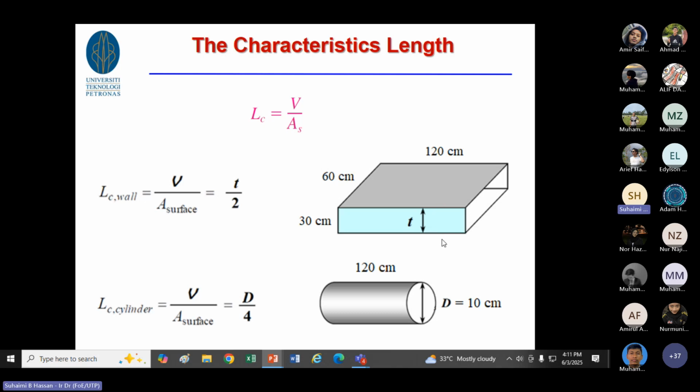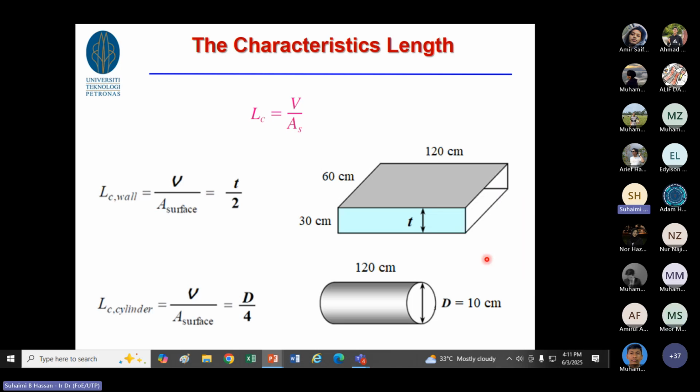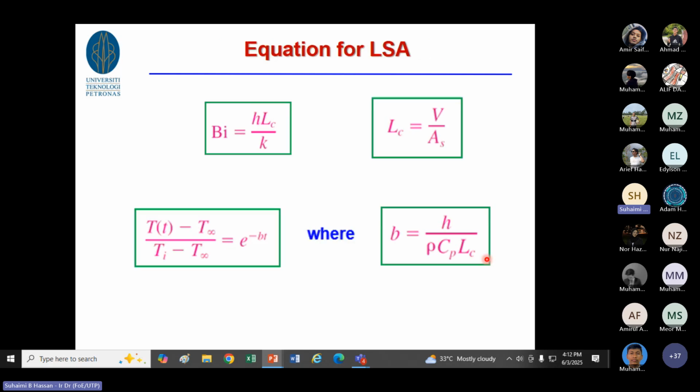So anyone got the answer? Yes, correct, 2.5. Okay, that is enough for you to understand that characteristic length is actually volume over surface. So for the purpose of the test or exam, you just go for t over 2 and d over 4, and also d over 6, which I think is the answer for the sphere.